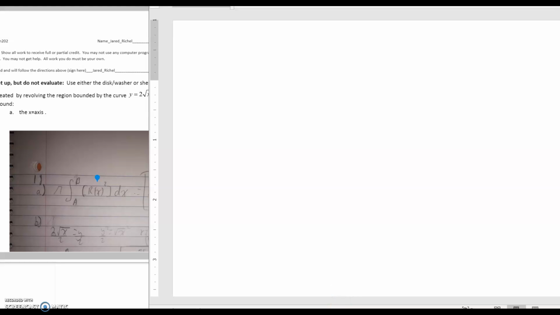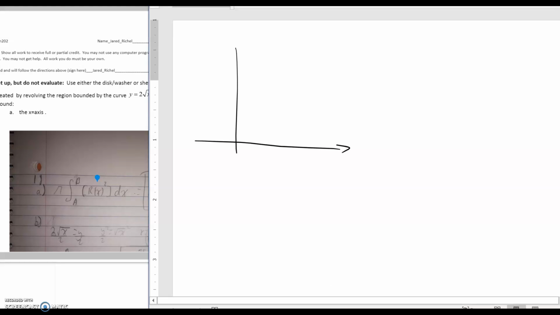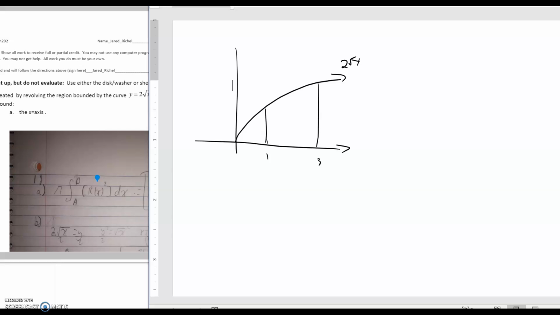Okay, so for the first function, we got this 2 root x, and we're looking at it from 1 to 3. So the first part you got right, you want to revolve around 1a, says revolve around the x-axis. So you knew to do disk method.